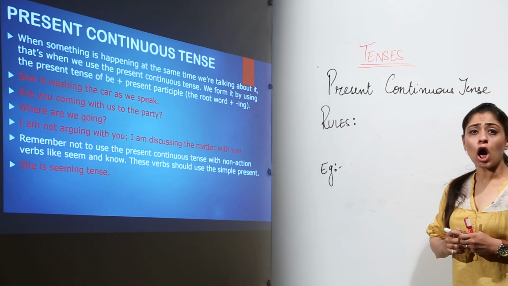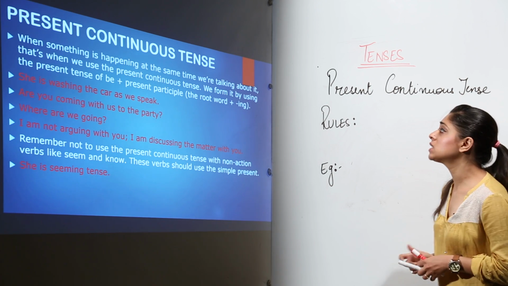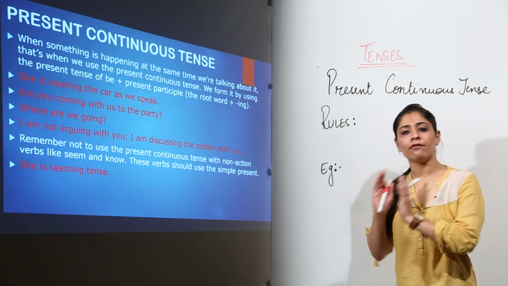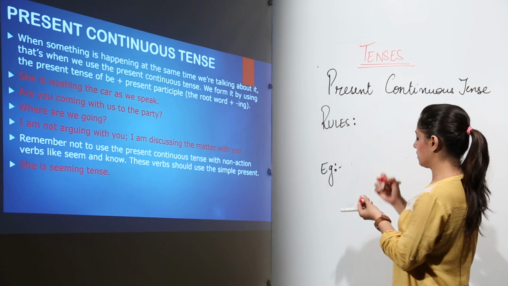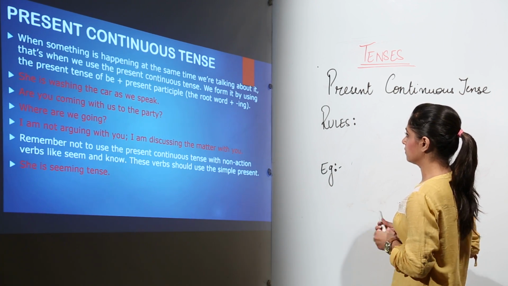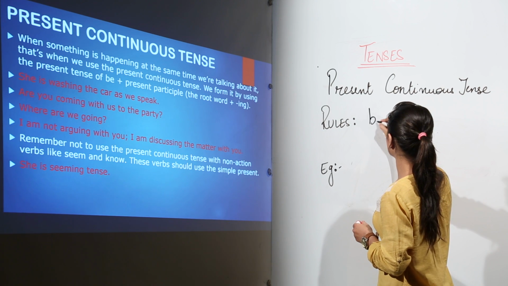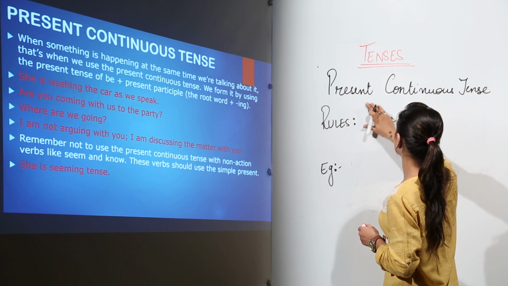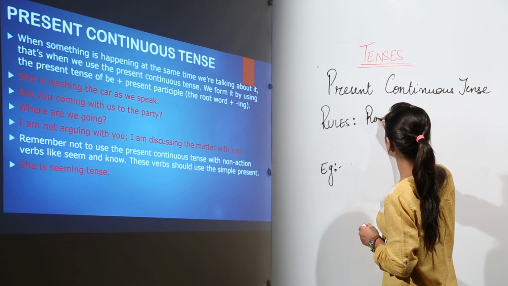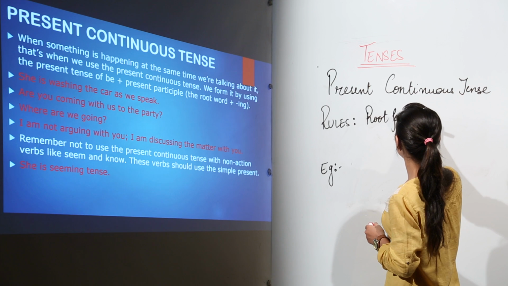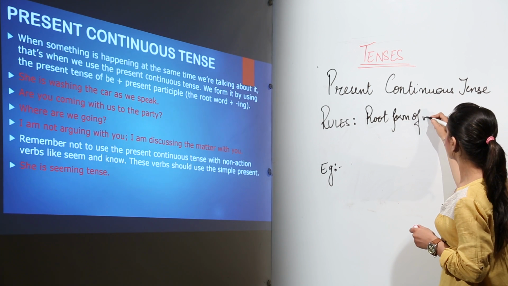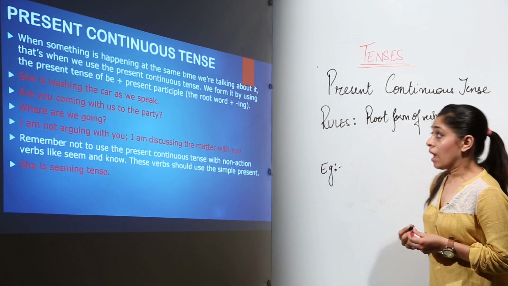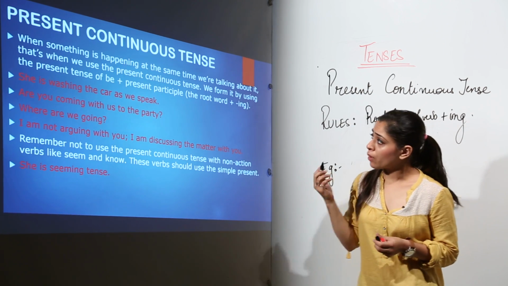Now, for present continuous tense, the rules that we use are the basic form of the verb and ing in front of the basic form. So we use root form of verb plus ing. Now let's look at an example from the board itself.